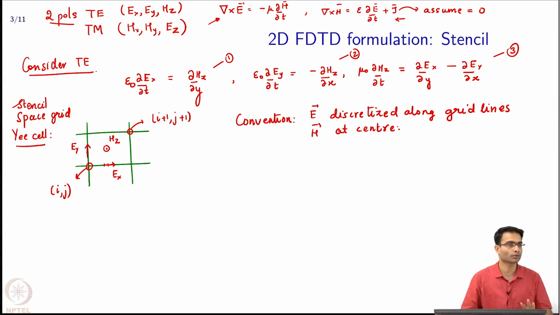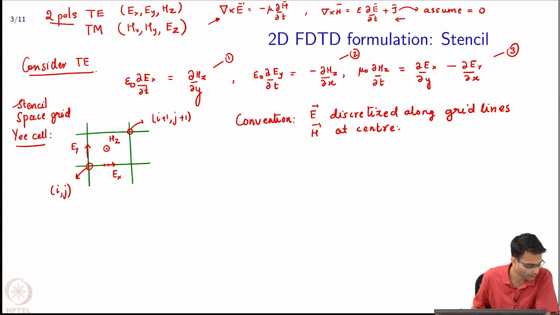It is not a golden rule, you can have it the other way, you can define your electric fields to be at the center of the domain and magnetic fields on the boundary. So, this is just one choice. Okay. So, this is the convention. Now, we also need a notation. So, let us write that out.